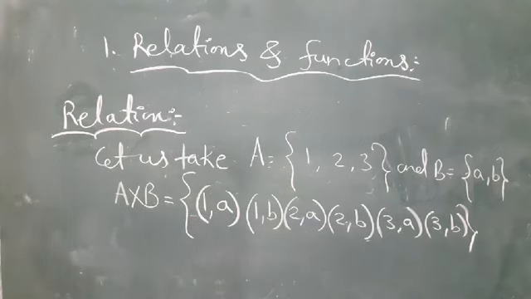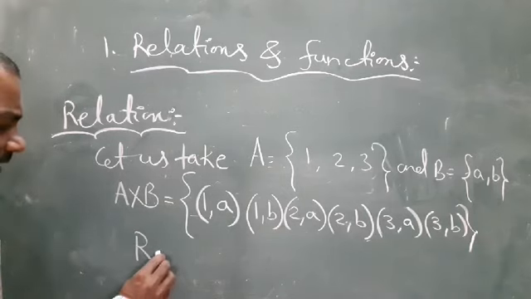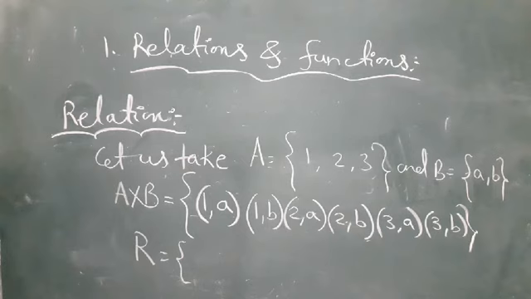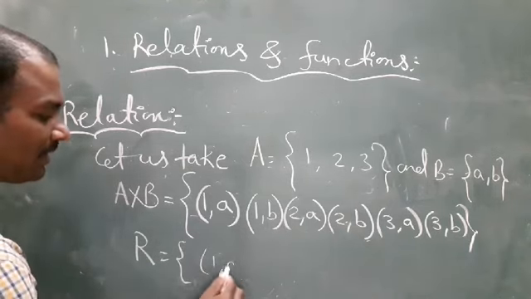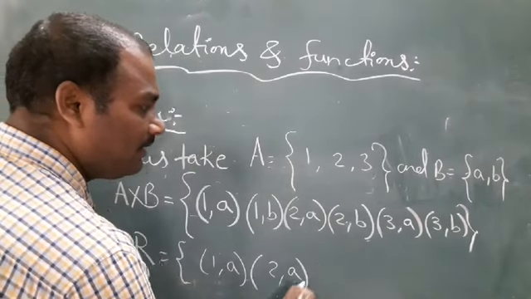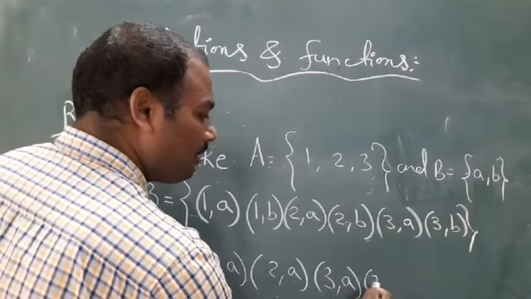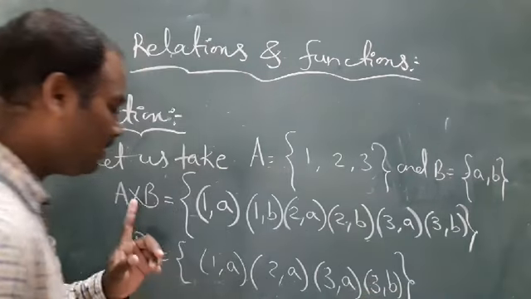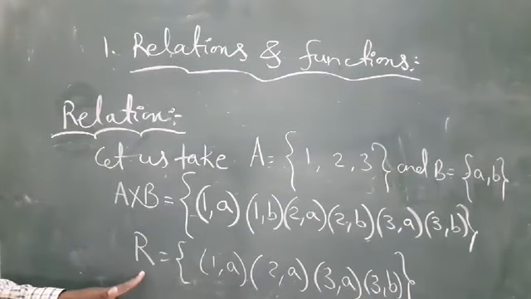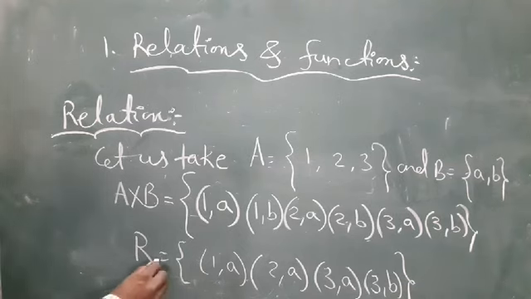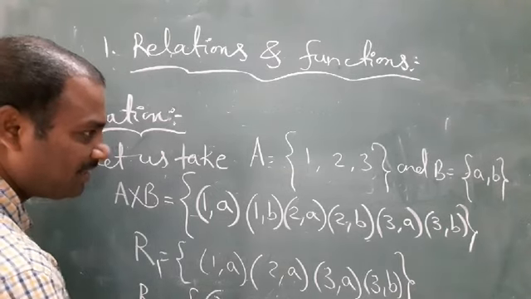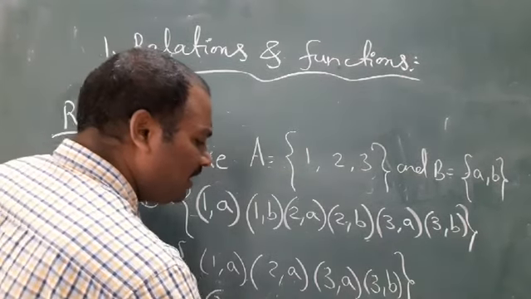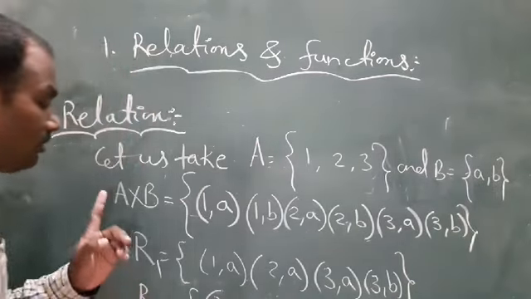Now we shall discuss relation. What is a relation? You can take any elements from A cross B, for example (1,a), (2,a), (3,a) or (3,b). This is called one relation R. For example, this is R1. Next R2: (2,a), (3,a), (3,b). You can take any elements from A cross B.